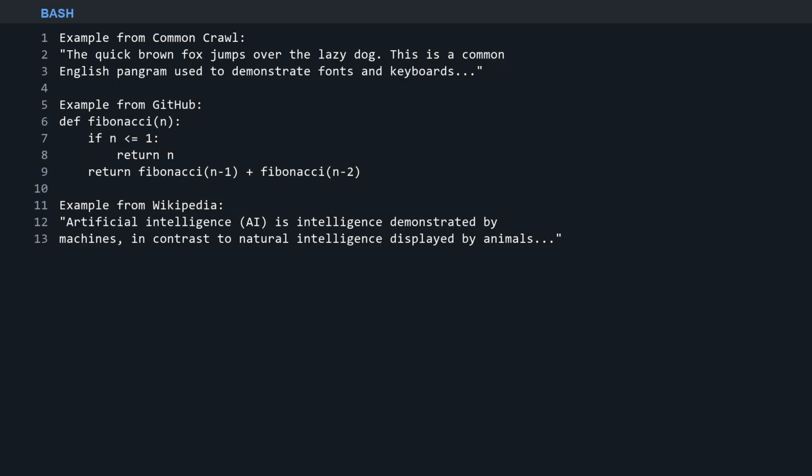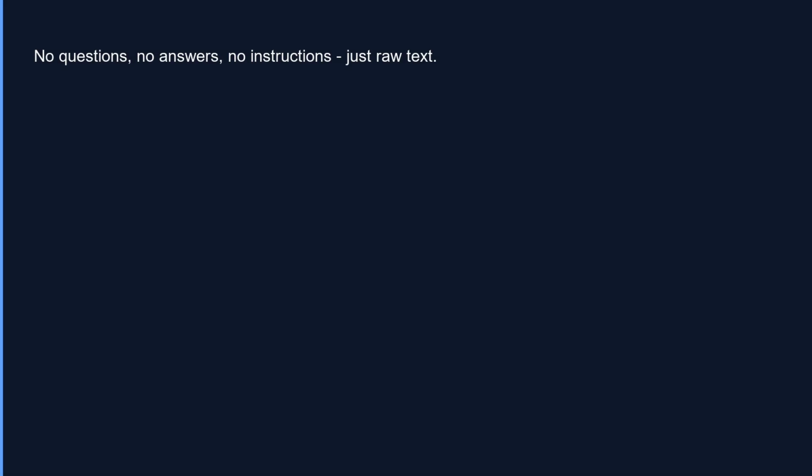Unstructured means exactly as it appears. No special formatting. No questions, no answers, no instructions, just raw text.